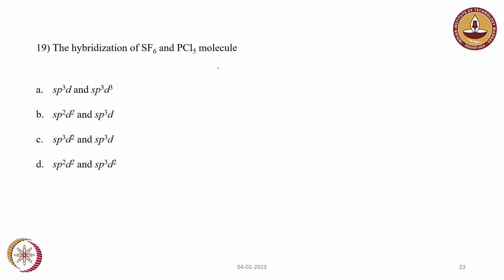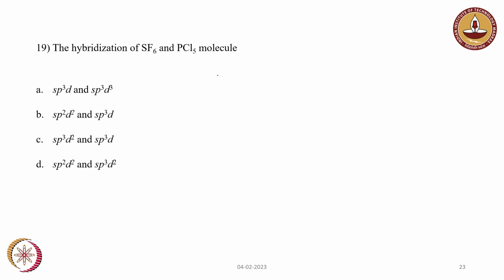And the next one is: SF6 and PCl5 molecules are given, find the hybridization. The options: A is sp3d and sp3d3, B is sp2d2 and sp3d, C is sp3d2 and sp3d, and D is sp2d2 and sp3d2. So to find the hybridization, we need to know how many bond pairs and lone pairs are present.